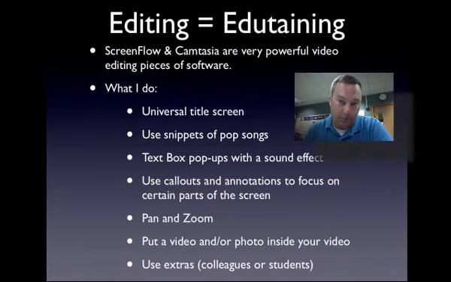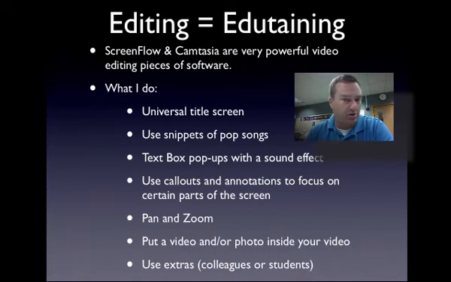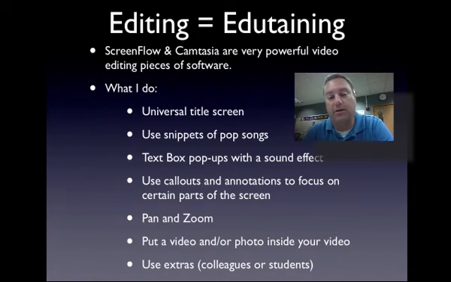Okay. Use the text boxes to pop up with extra information. When you use a pop-up, make sure you add a sound effect so it draws attention to what happens on the screen, because the kids may have their head down as they're writing. You want them to look up when that pop-up comes up. You can use callouts and annotations. Callouts could be like a little circle or a square that's on the screen to draw your attention to that. It could be an arrow that points at something.